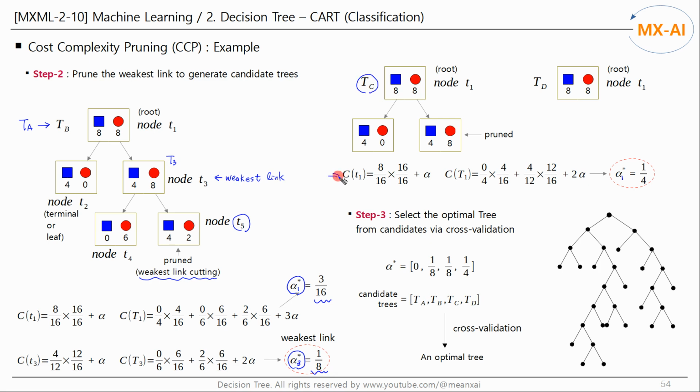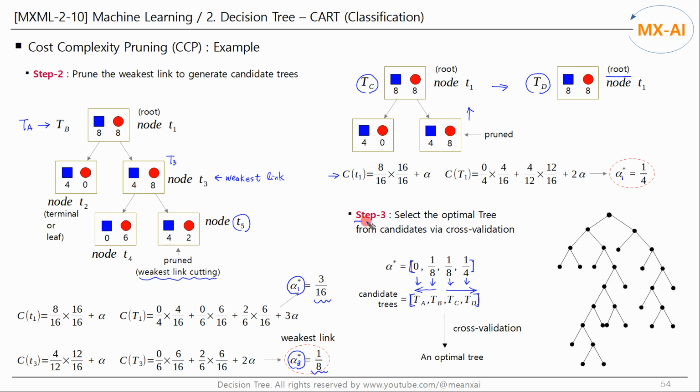We keep repeating this process. Each round removes one more split until we're left with just the root node, which we'll call TD. So we've now generated a sequence of trees, each corresponding to a different value of alpha. Smaller alpha values produce deeper, more complex trees. Larger alpha values produce simpler, shallower trees. These trees form our set of candidate models.